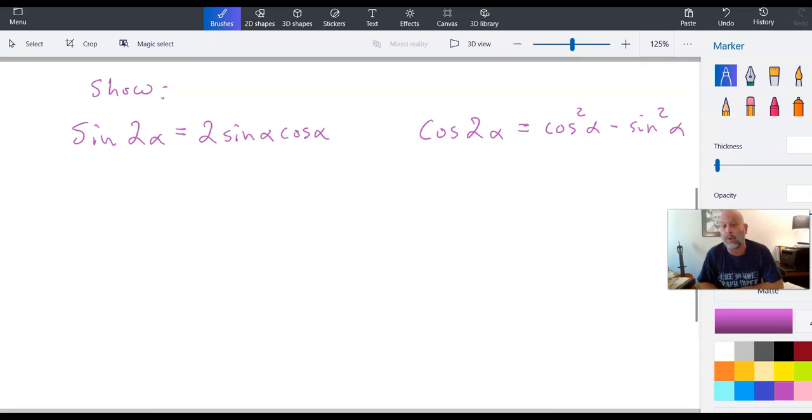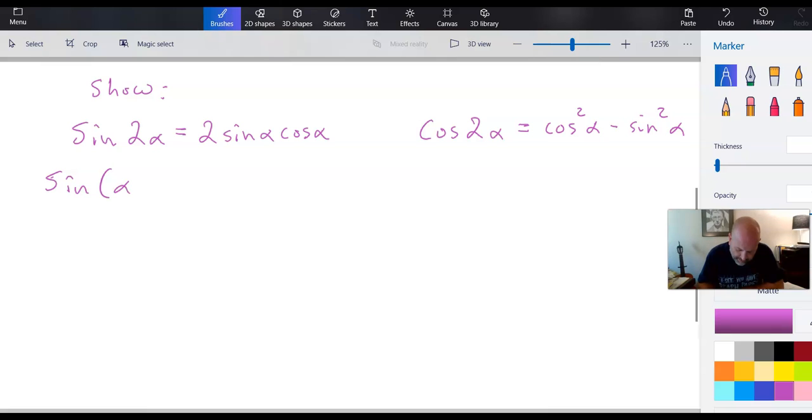The trick with both of these is the same thing. It's the fact that 2 alpha is equal to alpha plus alpha. So that means we can rewrite this as sine of alpha plus alpha. There's absolutely no reason that alpha and beta can't be the same value, right, when you're looking at this. So if that's the case, we just need to use the formula. And the formula for alpha plus alpha would be sine alpha cosine alpha plus sine alpha.